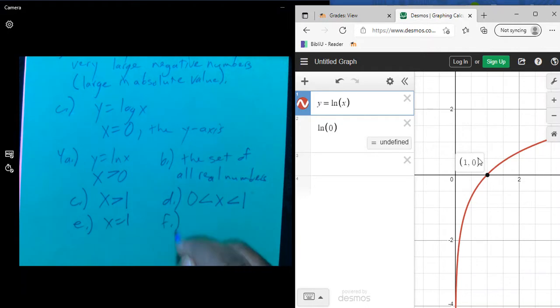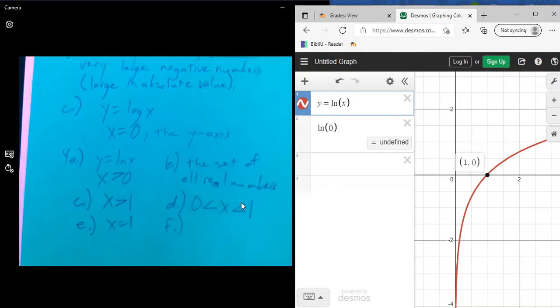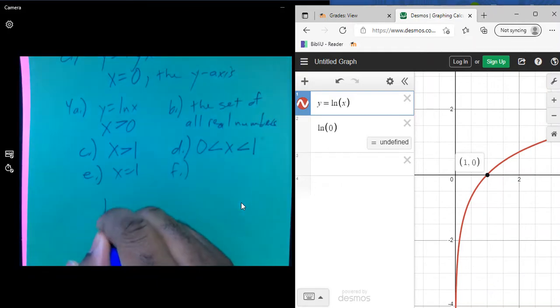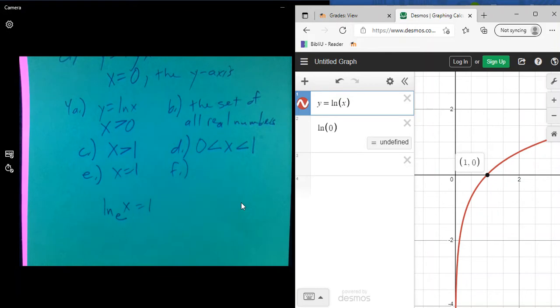Now we go to F. For what values of x does the natural log equal 1? Okay, so now let's take a look here. Natural log base is e. Now I told you all earlier, when your base and your argument are the same, so if this is x, natural log of x is supposed to equal 1. When your base and argument are the same, it automatically equals 1.